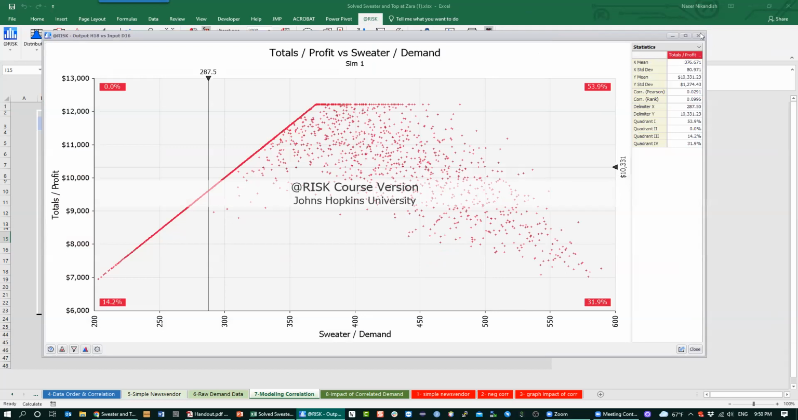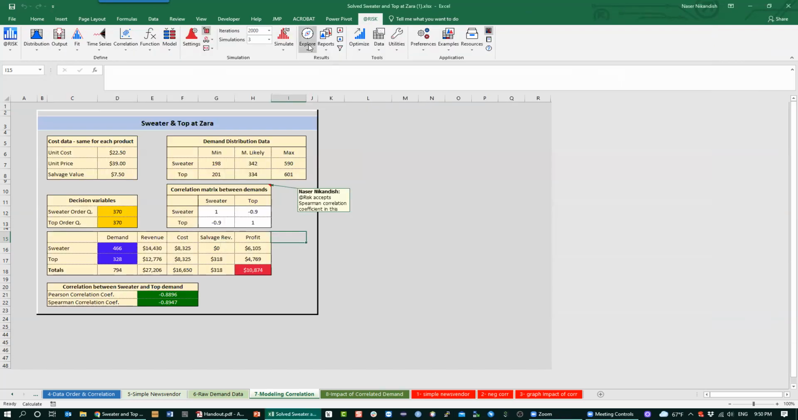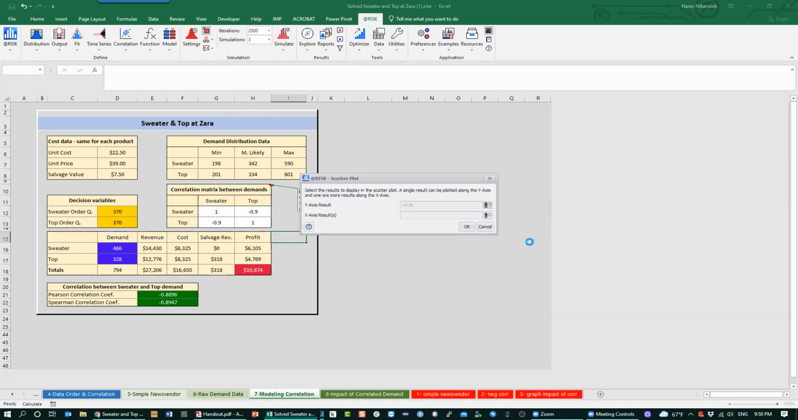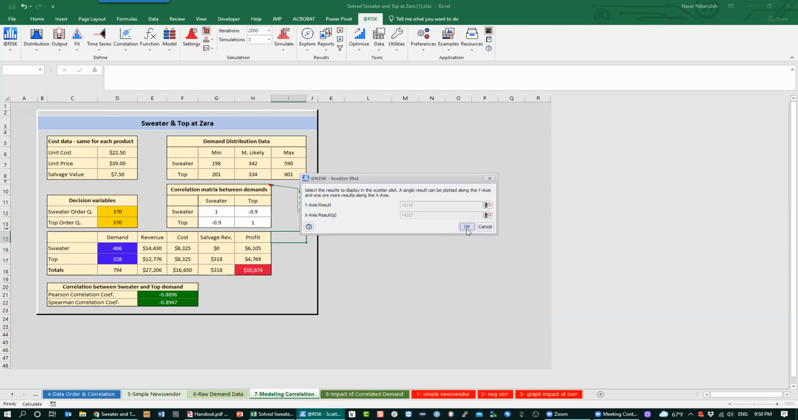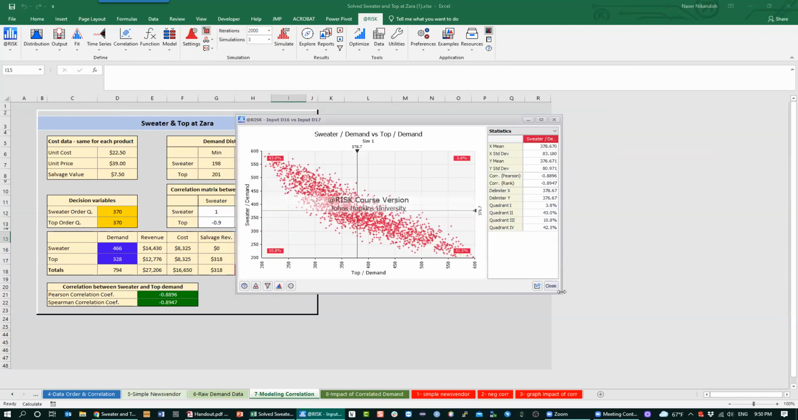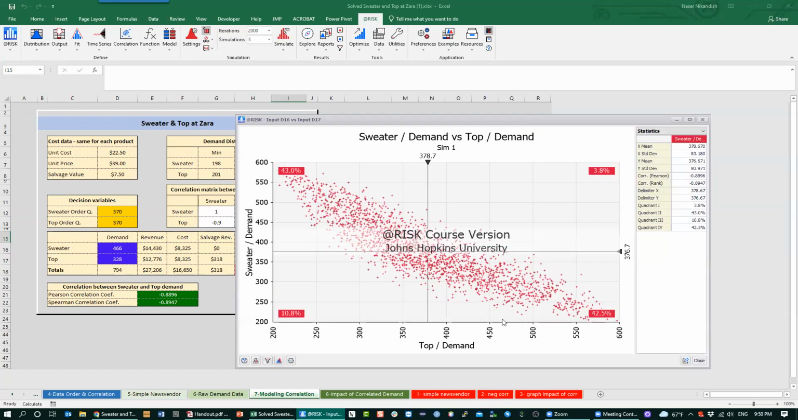Just to get an idea why that is the case, we can look at a scatter plot of demand for sweater versus demand for top, and that will help you see what's happening. Here it is. On the x-axis, I have demand for top. On the y-axis, I have demand for sweater. You see that their correlation is negative, but it is not exactly -1. They have a strong correlation, but not exactly -1.